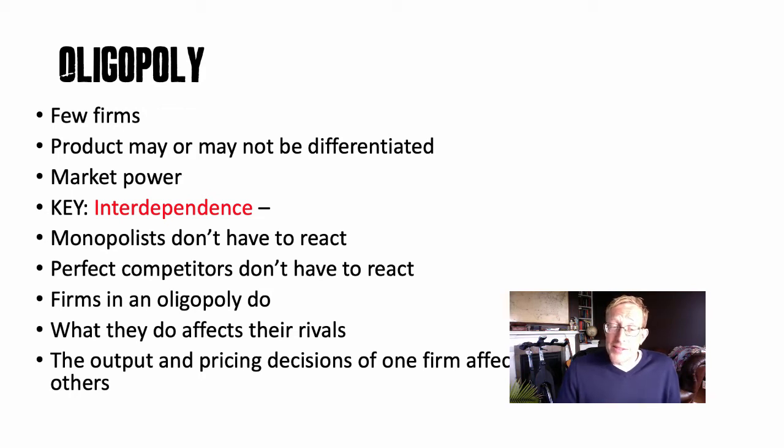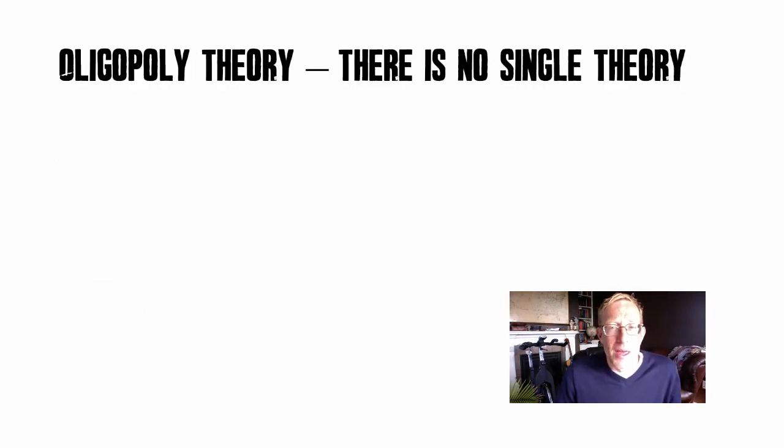So what we say is that the output and pricing decisions of one firm end up affecting the decisions of all of the other firms. That's oligopoly, and that's what really makes it unique. But it also makes it problematic. With oligopoly, we have no single oligopoly theory.